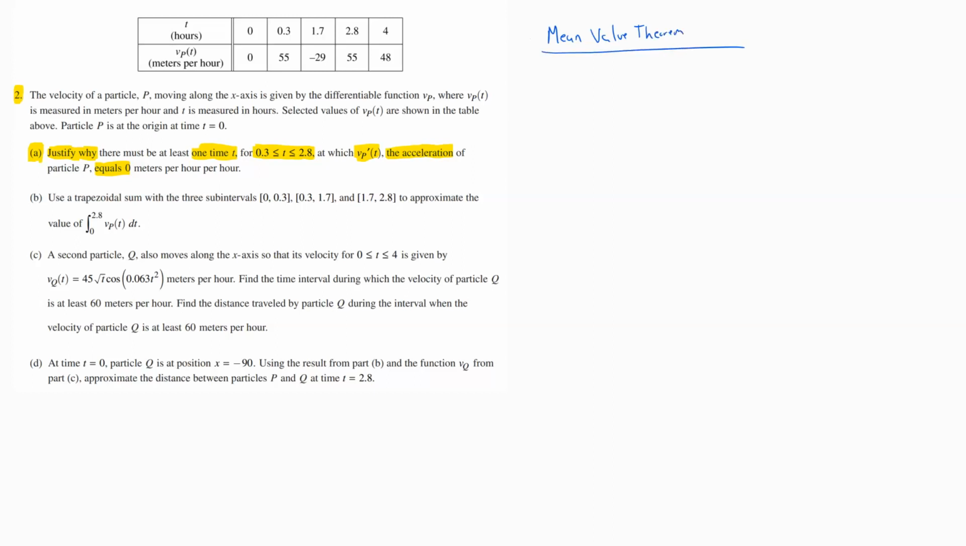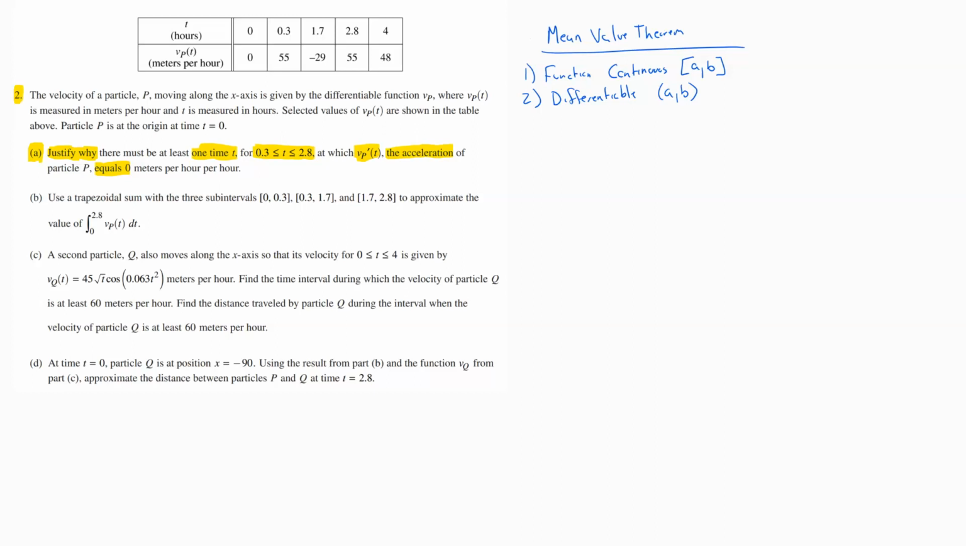And so the mean value theorem, the first thing you always have to do is make sure that you fit the requirements of the mean value theorem. In order to use it, it requires that your function is first and foremost continuous on the closed interval that they're talking about. And the second thing is that it's also differentiable on that open interval from A to B. So we would want to check and make sure our function does that.